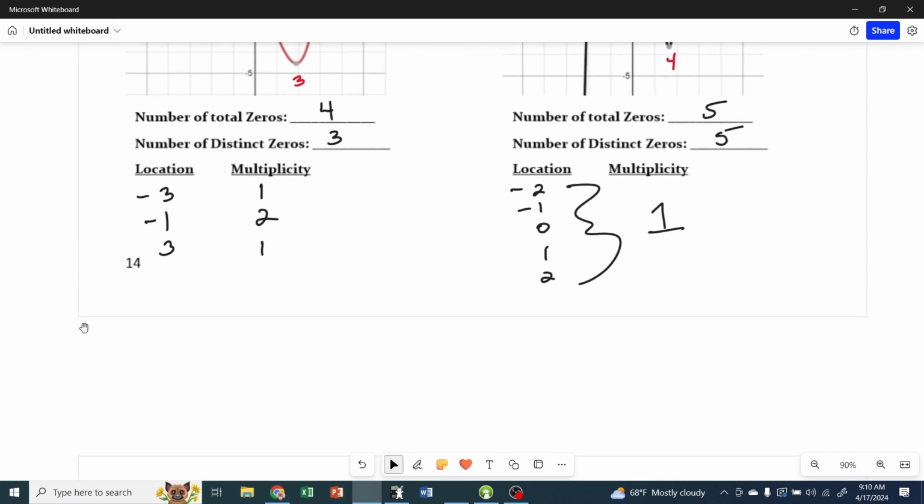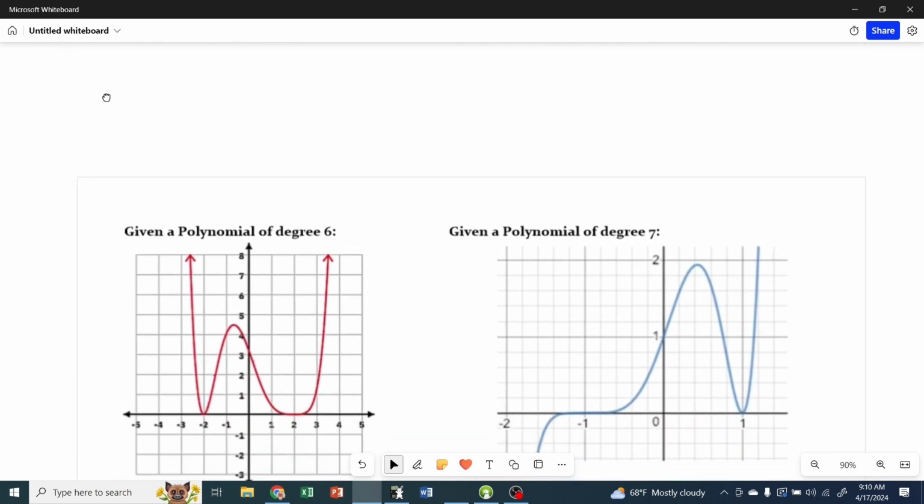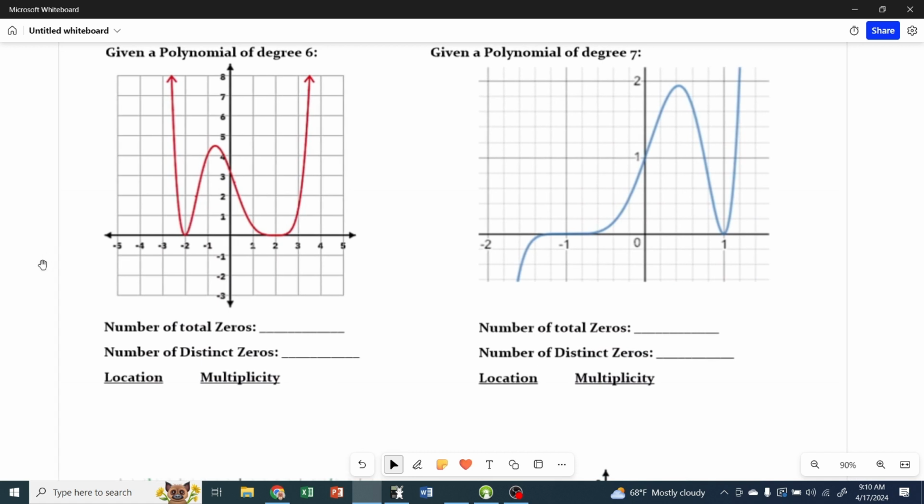But now let's look at some more. Given a polynomial of degree 6, they're telling us the degree, so they're telling us there should be 6 zeros. But I'm only seeing a zero here, and I've got a zero right in the middle of this. So there's only 2 distinct zeros, right? Negative 2 and positive 2.